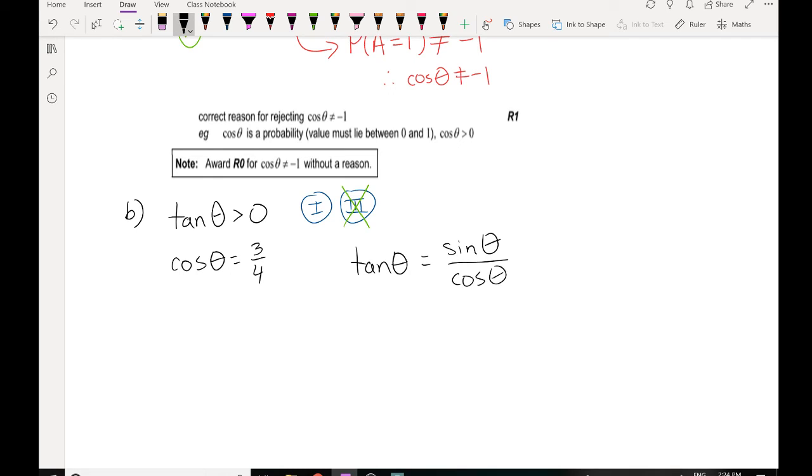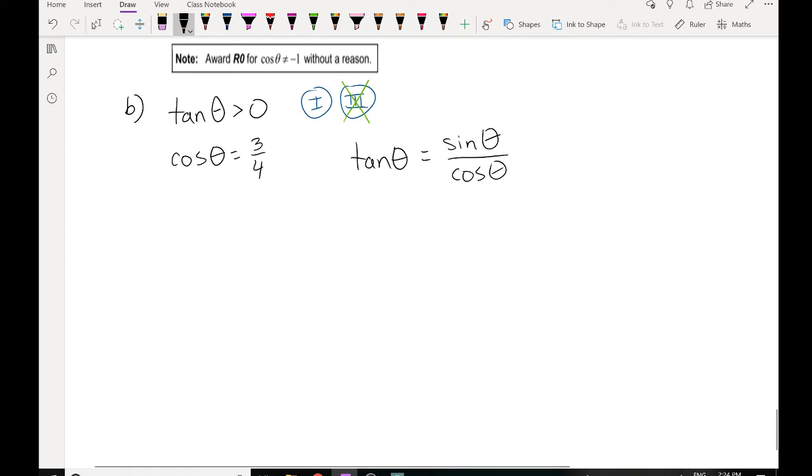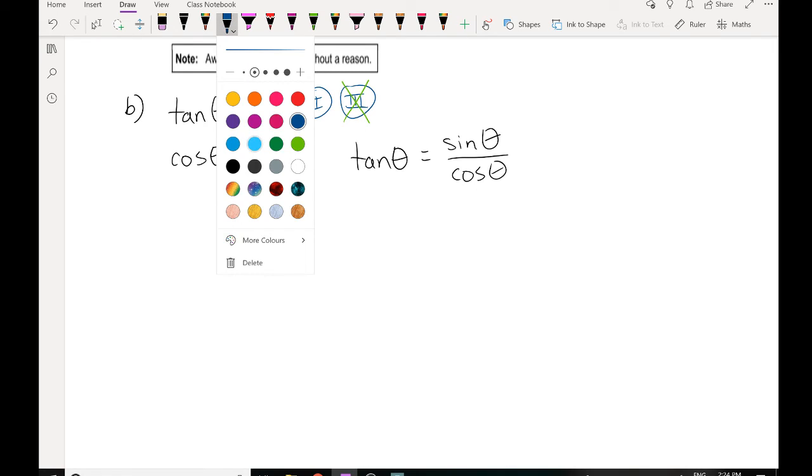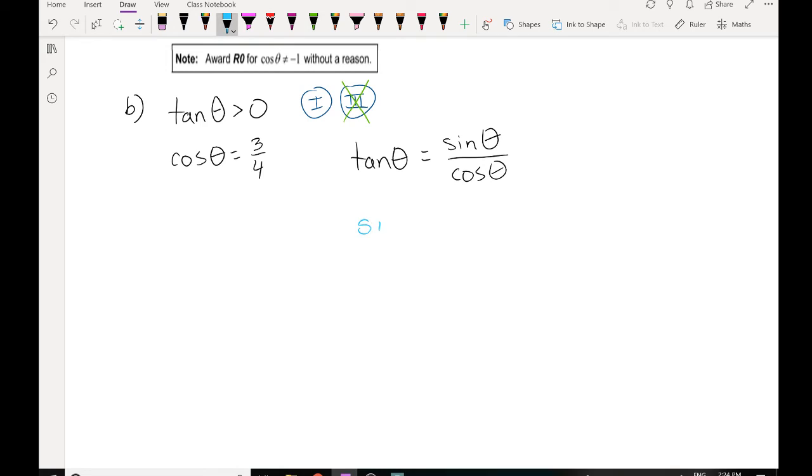In order to get sine theta, I am going to have to use the Pythagorean identity. Sorry, I was trying to make a conscious effort to write my identities in a different color so that they would stand out. So the Pythagorean identity is sine squared theta plus cos squared theta equals 1. So I have to use all this information together to kind of sort this out.